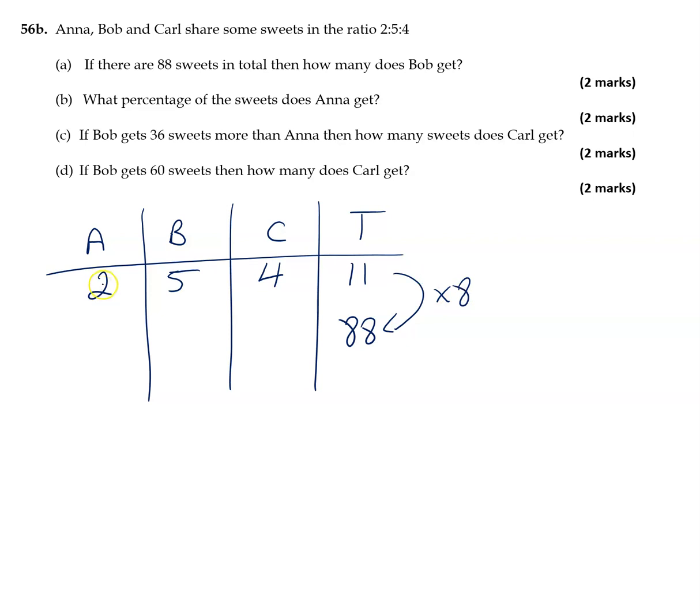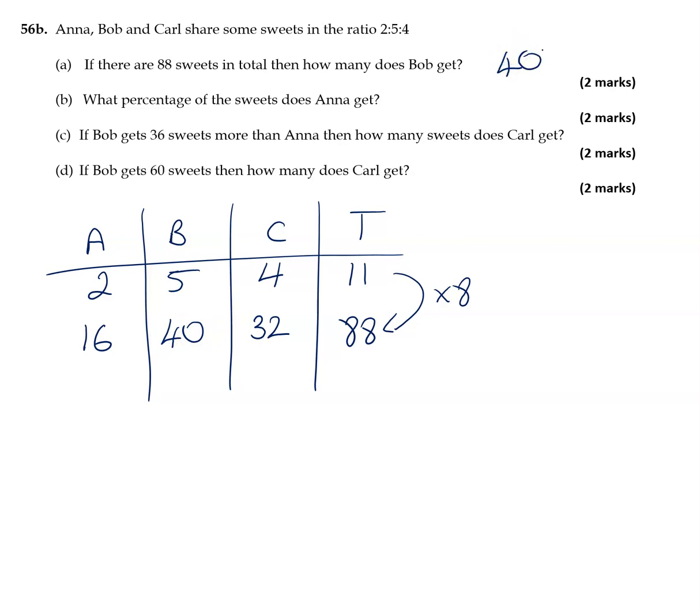So we know that rather than 2, she gets 2 times 8, which is 16. 5 times 8 is 40. 4 times 8 is 32. And just to check, these do add up to 88. Now the question says if there are 88 in total, how many does Bob get? Well, Bob will get 40.